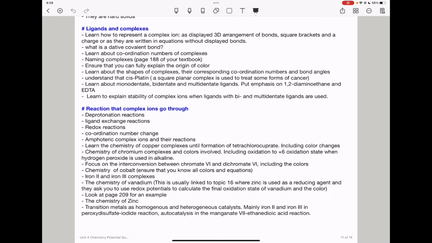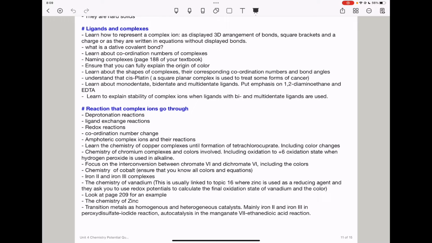You also need to learn to explain stability of complex ions when bidentate and multidentate ligands are used in reactions. For example, if EDTA reacts with a hexa-aqua complex, the product is going to have more molecules and therefore more disorder and therefore more entropy because all the 6 ligands are going to be replaced by 1. So fully learn how you can explain the increase in entropy of the system when complex ions react with bidentate as well as multidentate ligands. Now, looking at reactions that complex ions go through, they can ask you about deprotonation reactions.